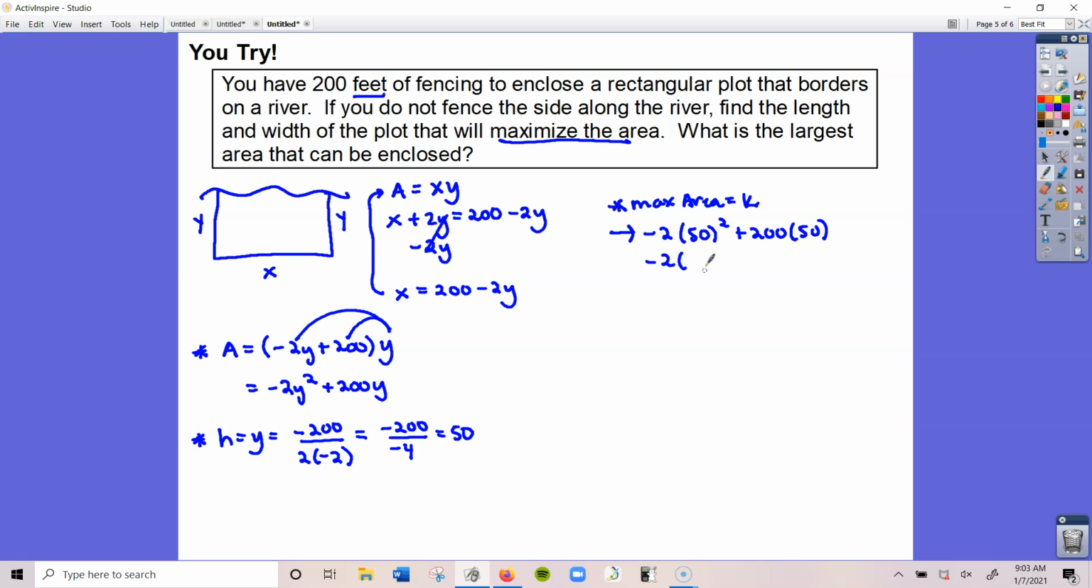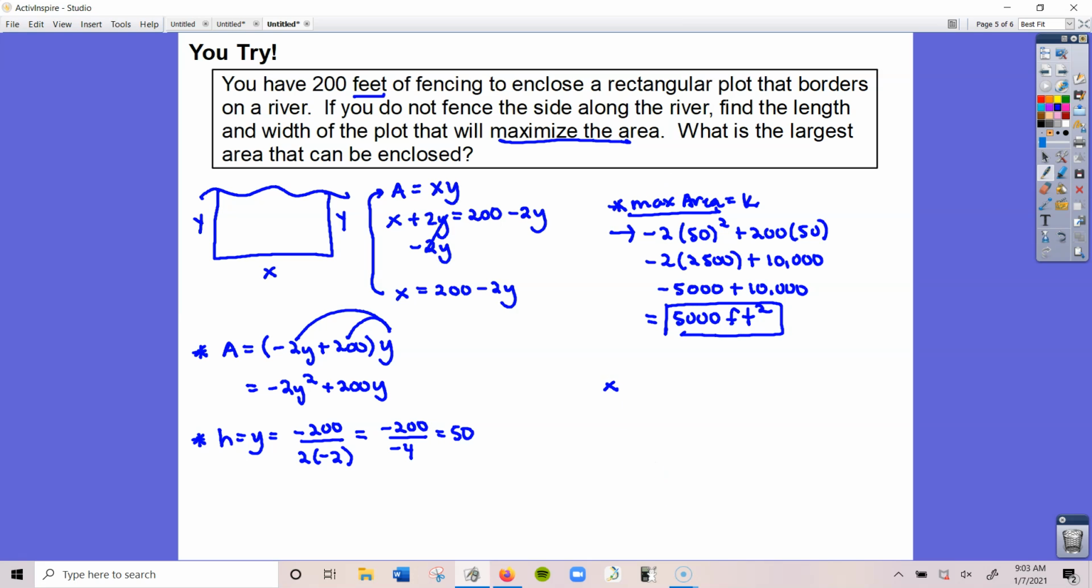50 squared is 2,500 plus 200 times 50 is 10,000. Negative 2 times 2,500 is negative 5,000 plus 10,000, which is equal to 5,000. This is my maximum area, and our units would be feet, since that's my units. And remember, area is squared. So this is my max area.